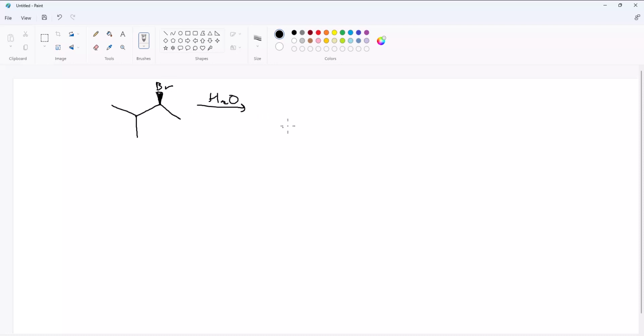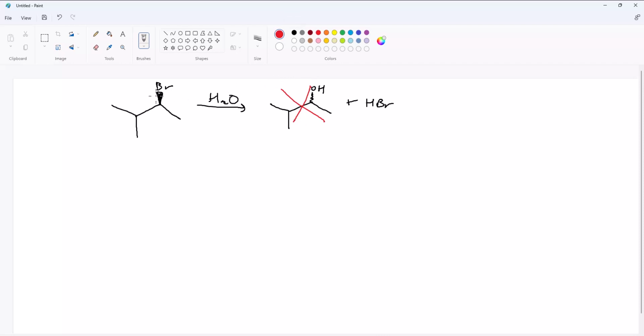This looks like a normal SN1 type mechanism, so we would expect to see scrambling of stereochemistry right at this secondary position, and we would expect to see HBr. However, this is not the major product out of the reaction, and to show you why, we're going to have to look at the mechanism.